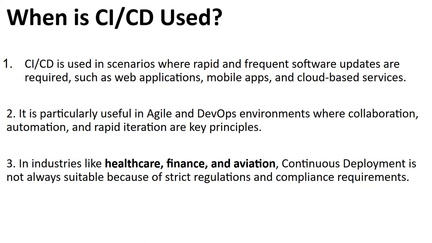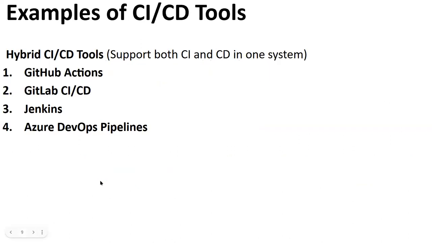So it's faster, but it also includes heavy regulations, so there are some areas where you cannot use CI/CD, such as healthcare and finance, which are heavily regulated, because continuous deployment is not always possible and strict compliance checks are required. So industries like healthcare, financial services, and aviation, continuous deployment is not always suitable because of the strict regulations that they have.